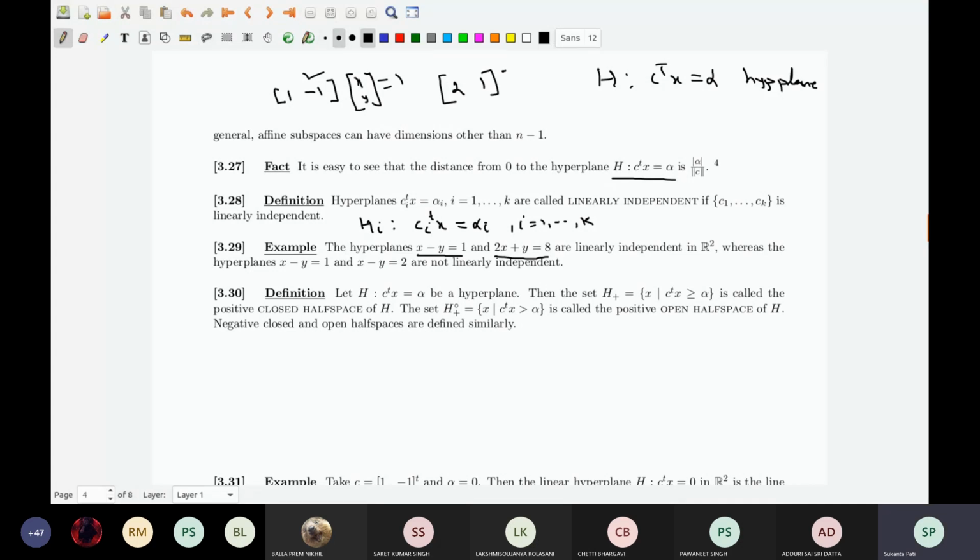Xy equal to 8. Okay, since these two vectors are linearly independent, so these two are linearly independent. Whereas if I am talking about the parallel planes x minus y equal to 1 and x minus y equal to 2, they are not linearly independent because they have the same C. Okay, now whenever you have a hyperplane, that hyperplane will divide the whole space into two parts. So they are called half spaces.